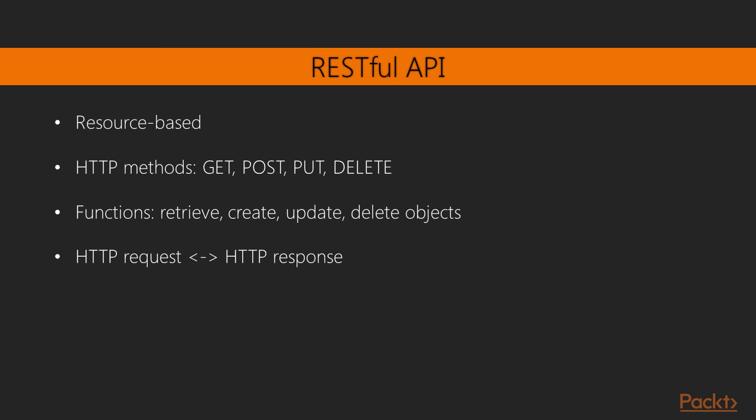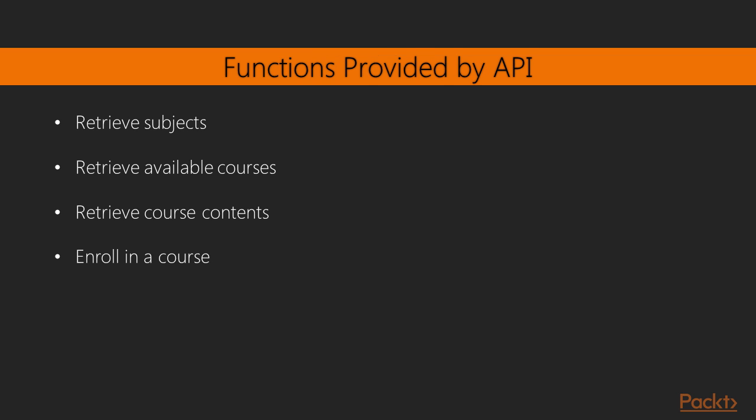RESTful APIs are resource-based. Your models represent resources, and HTTP methods such as GET, POST, PUT, or DELETE are used to retrieve, create, update, or delete objects. HTTP response codes are also used in this context. Different HTTP response codes are returned to indicate the result of an HTTP request. The most common formats to exchange data with RESTful APIs are JSON and XML.